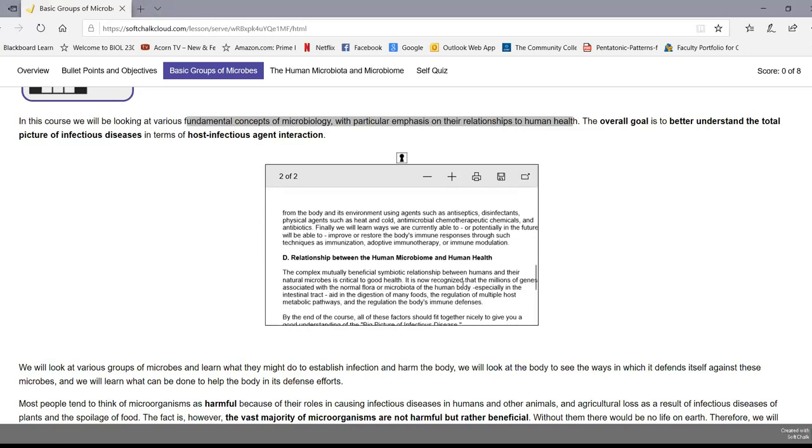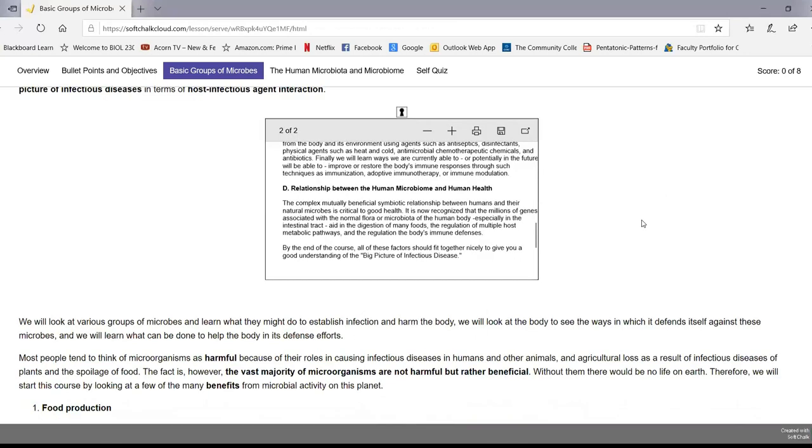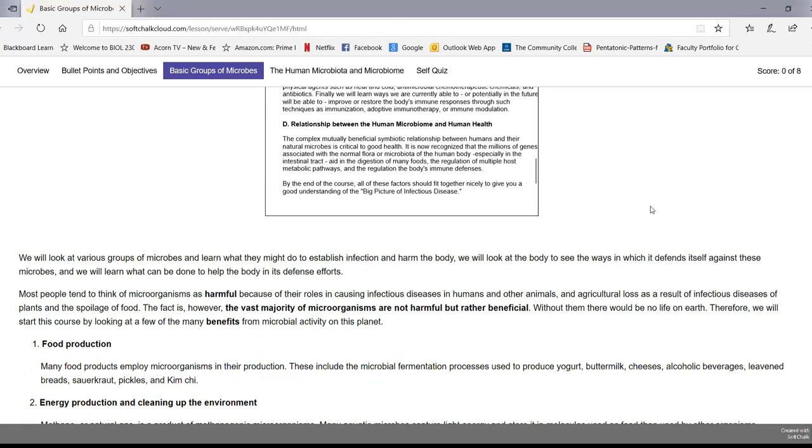And finally, the relationship between the human microbiome and human health. And we're going to be covering that actually in this current SoftChalk lesson in quite a bit of detail. But we'll learn how critical the human microbiota and microbiome are to our good health. So those are the parts we're kind of putting together here to make up this course so we can look at all the general concepts and principles that would be in a college level micro course, but try to make it relevant to the majority of our population.